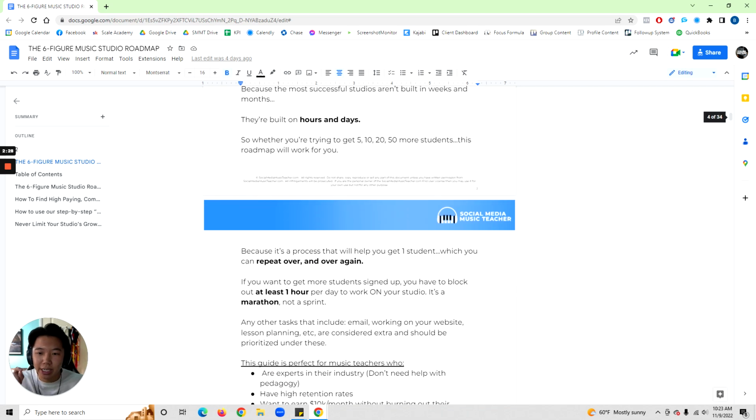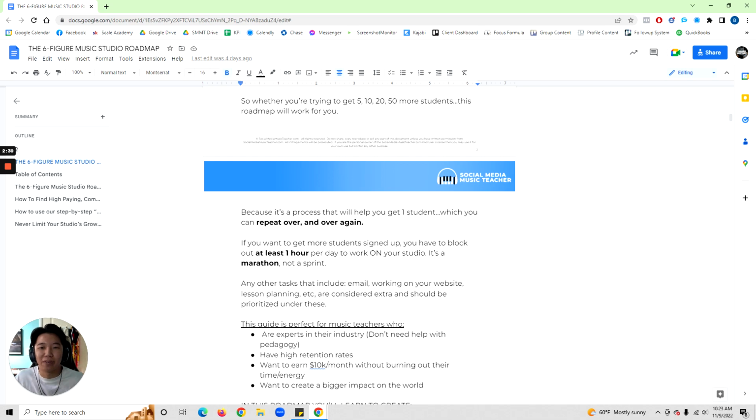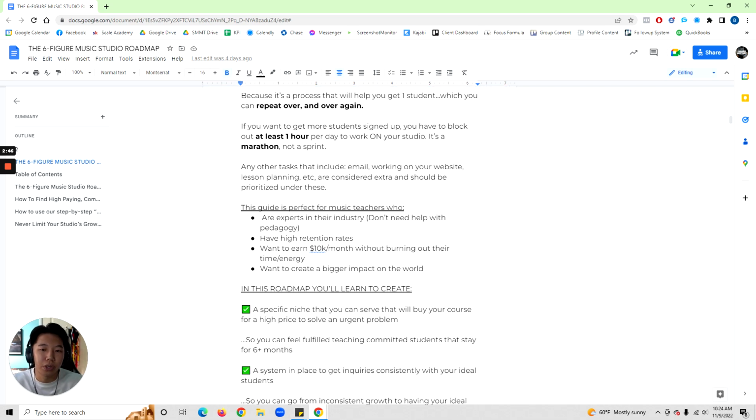So whether you're trying to get to 5, 10, 20, or 50 more students, this roadmap will work for you. Why? Because it's a process. So I'm going to give you a process here that will help you get one student, but it's the process that you can repeat over and over again. So if you want to be able to get more students signed up, you have to block out at least an hour per day to work on the studio.